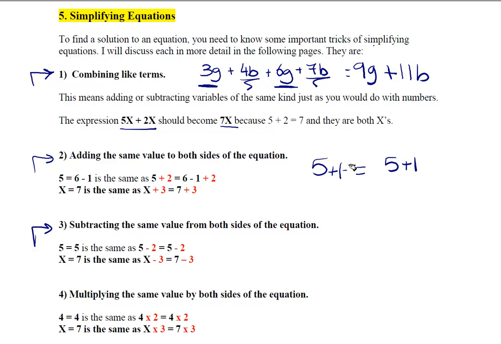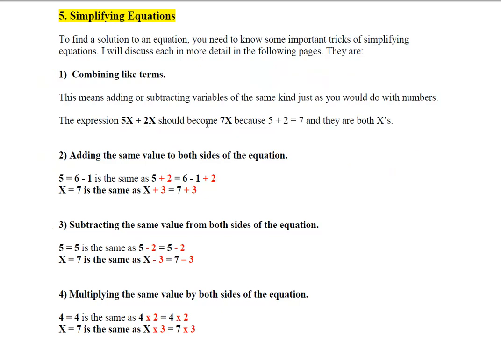Okay. Subtract 2 here. Subtract 2 here. It's the same thing. This is going to give you 4. This is going to give you 4. So any number you add or subtract on both sides does not change anything in the equation. So you can add and subtract all you want, but the point is you need to add or subtract the same number on both sides.